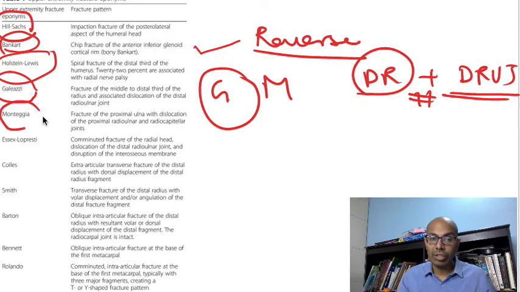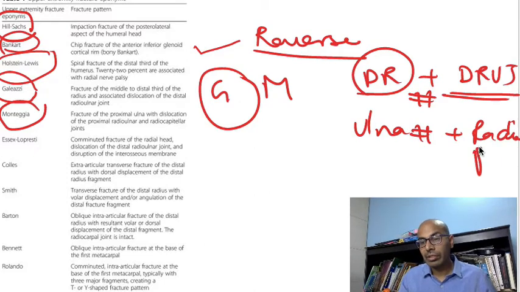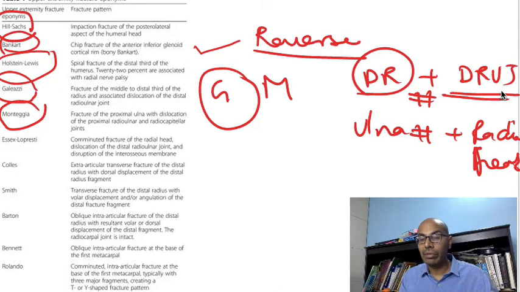What is a Monteggia? It is an ulnar fracture with a radial head dislocation. It is the opposite on the proximal side. So ulnar fracture plus radial head dislocation is called Monteggia fracture, whereas distal radius fracture plus DRUJ or ulnar dislocation in the distal part of the forearm or in the wrist joint is called Galeazzi fracture.